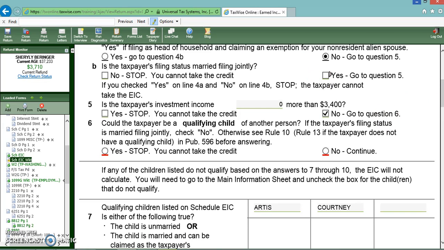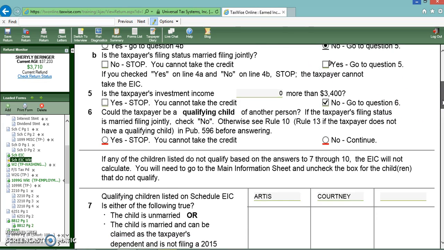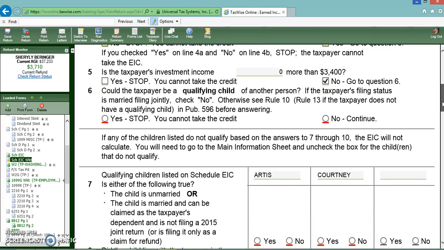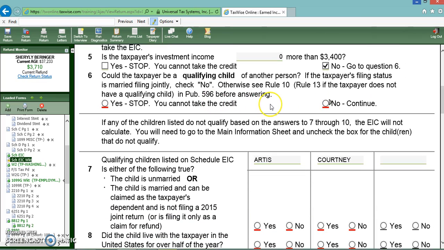Some of these questions, as you can see, are already filled in because the software is getting the information from other parts of the tax return that you've already filled out. So only worry about the questions that you do need to fill out. Now, number 6 says, could a taxpayer be a qualifying child of another person?